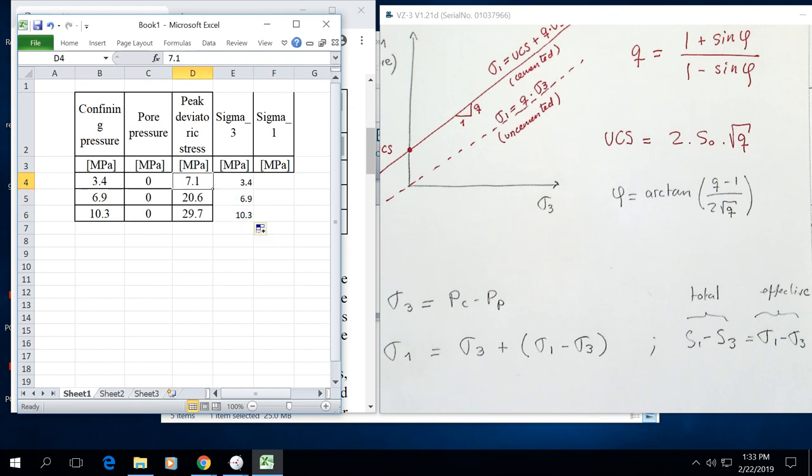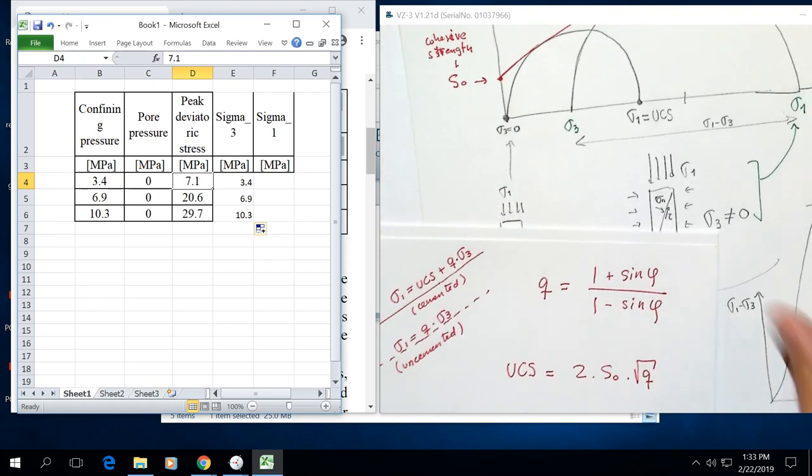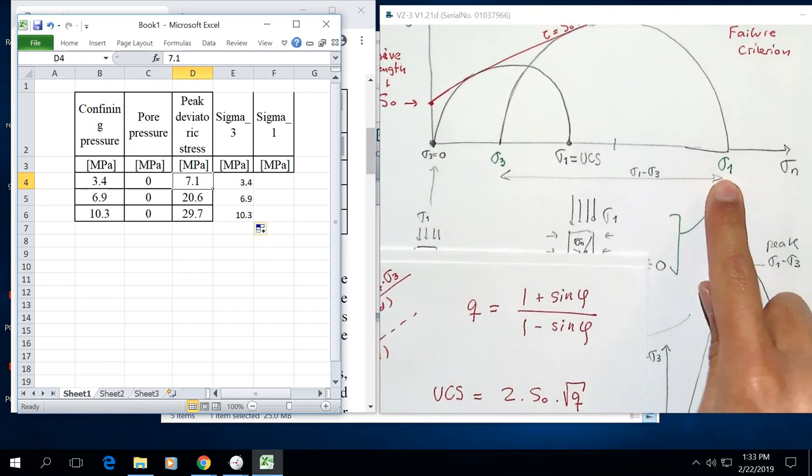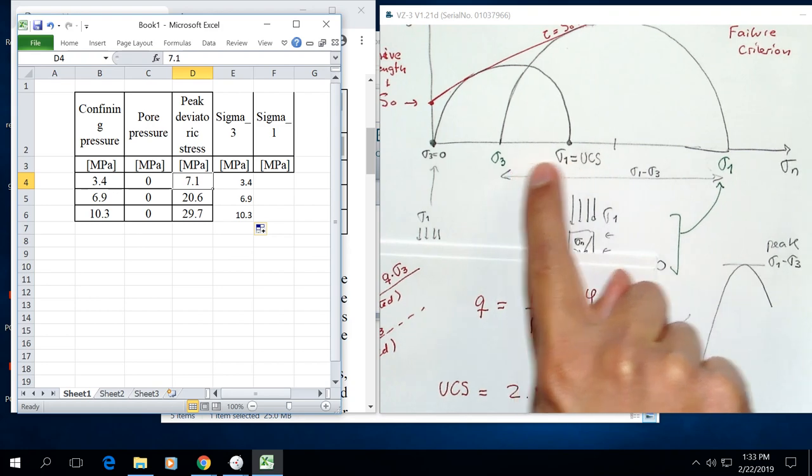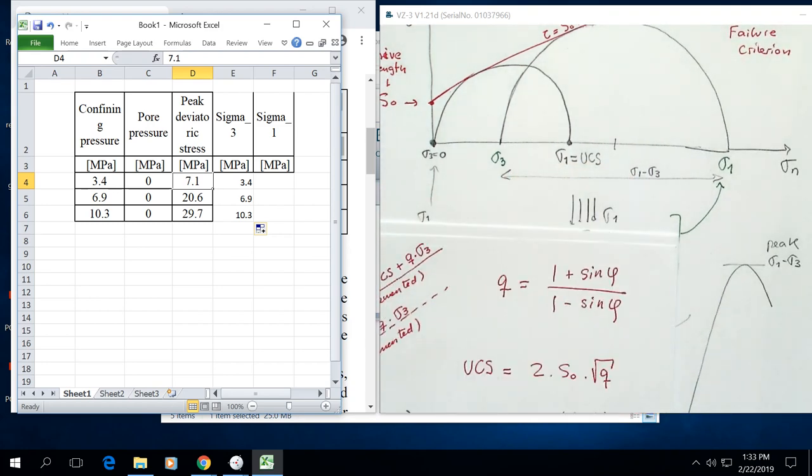And this value of deviatoric stress is basically the diameter of the Mohr circle. If you want to get the value of sigma 1, you need to add the diameter to sigma 3, okay? This column over here is just the diameter. So sigma 1 is going to be equal to the diameter plus sigma 3. And that's going to be sigma 1. And then I can plot this.